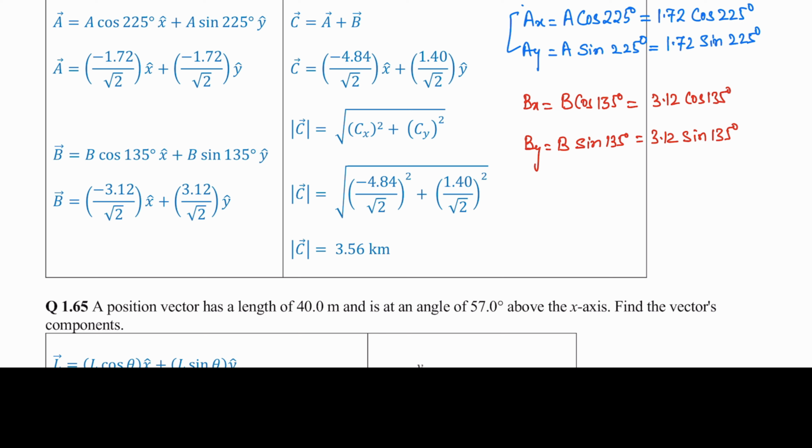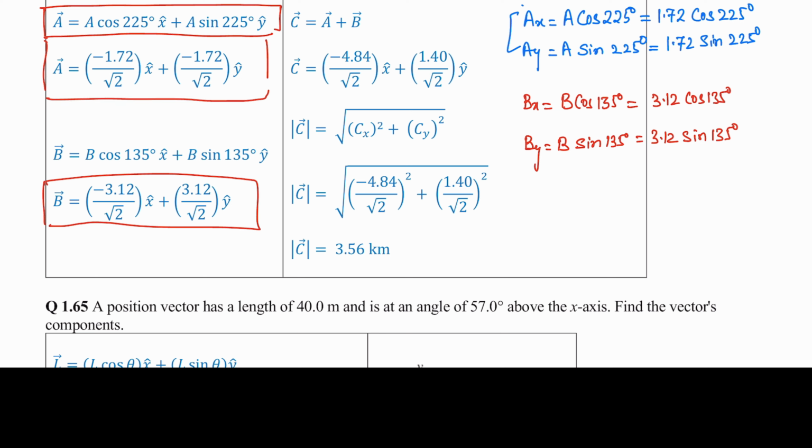Okay. So just add them now. X with X, Y with Y. So this is the value of A. Now you can see and make it easy. A, now you understand? When you place it, you will get the values. Similarly, you will get the B. Now time to add them.